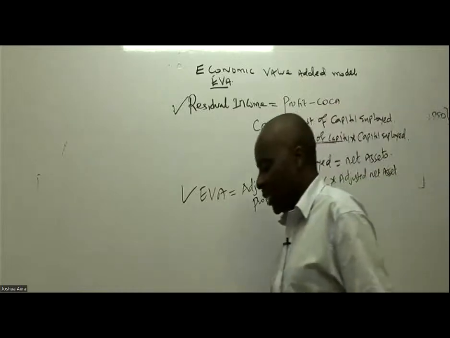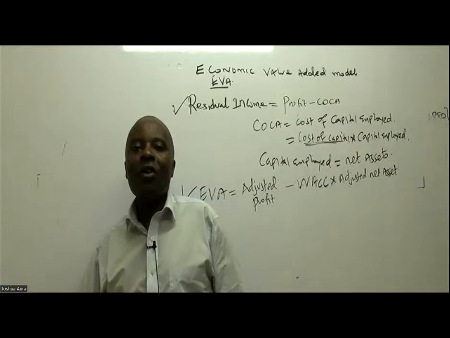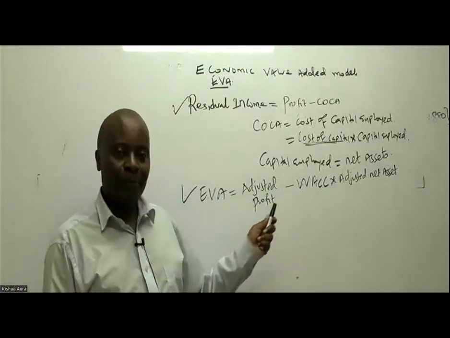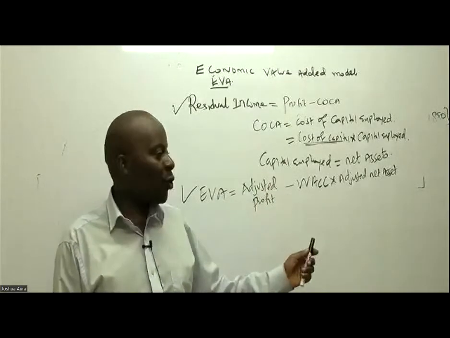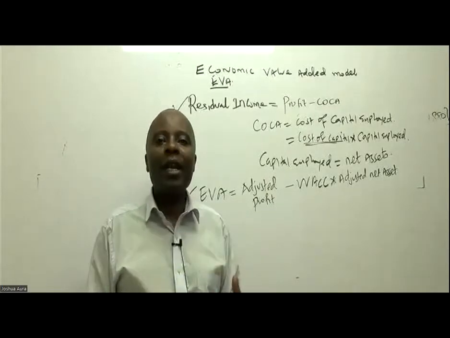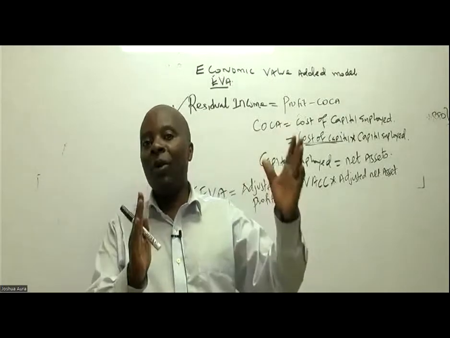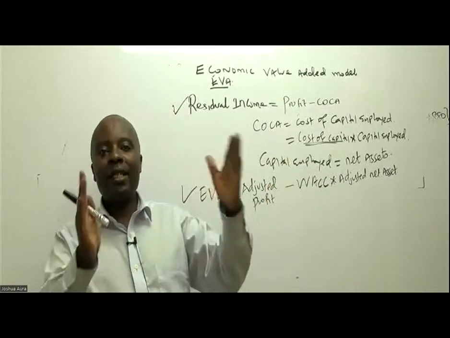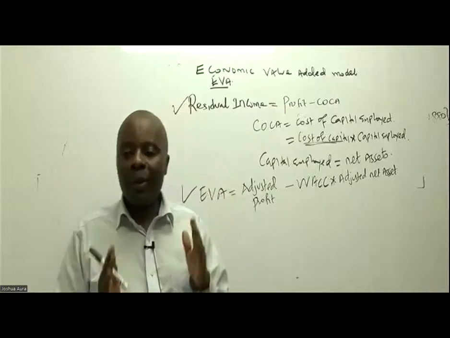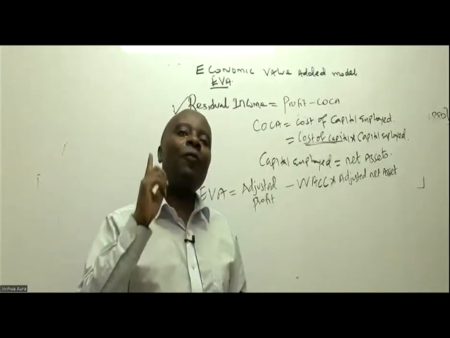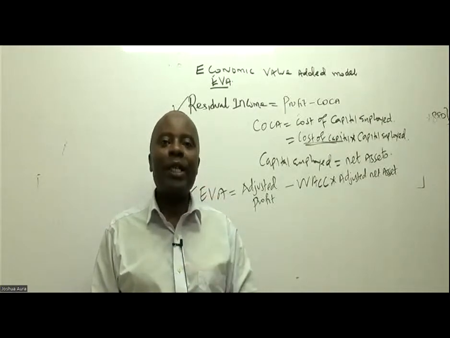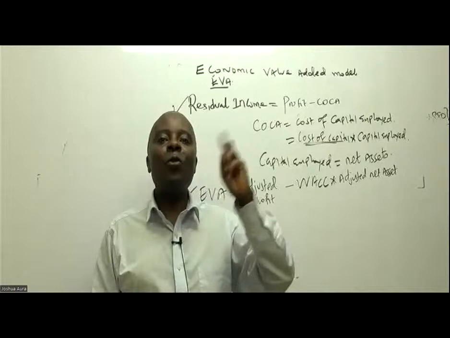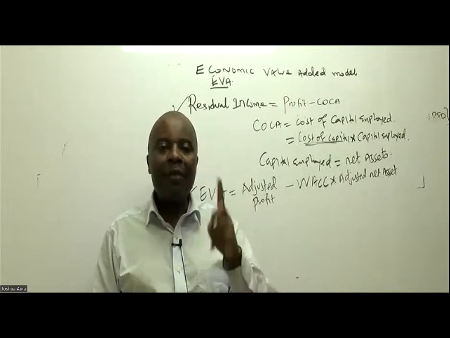Now, my good students, please listen to me very well. What kind of adjustments do we make to our profits? What kind of adjustments do we make to our capital employed? Remember, number one, that EVA is a futuristic model. Any expense that you incur today which has got future economic benefits, according to the EVA model, you should never punish managers who incur expenses today which have future economic benefits. Never ever punish them.